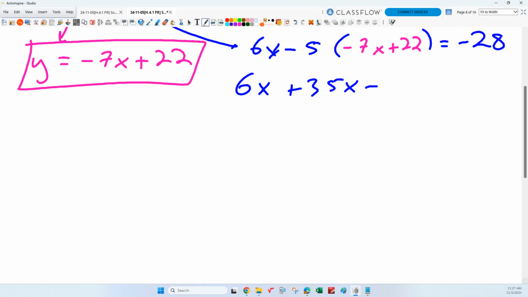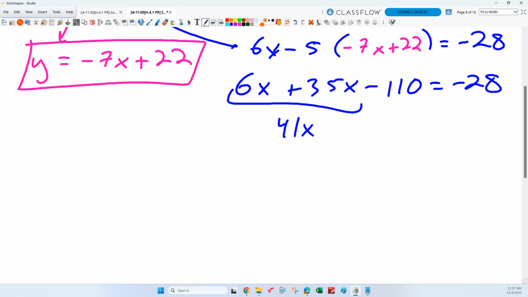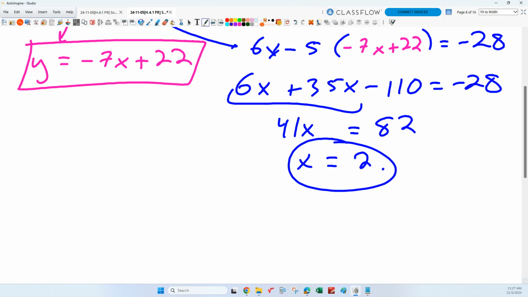What is it? 110 equals -28. I could combine those into what? 41x. Add 110 to this side, and I get $82. Yep. So if I divide each side by 41, what do I get? 2. Yeah, you got it. I get 2. So now what?